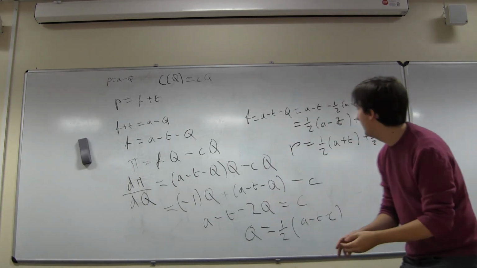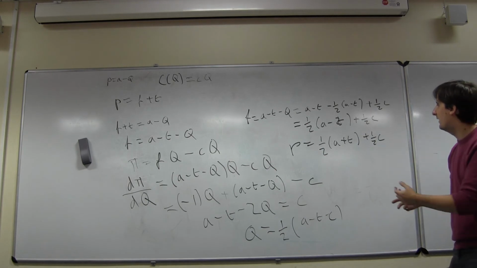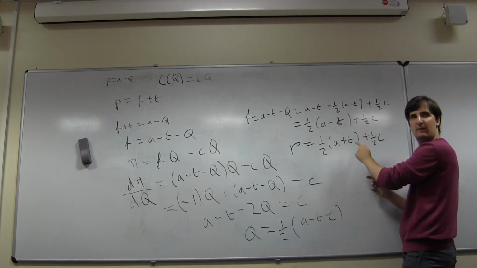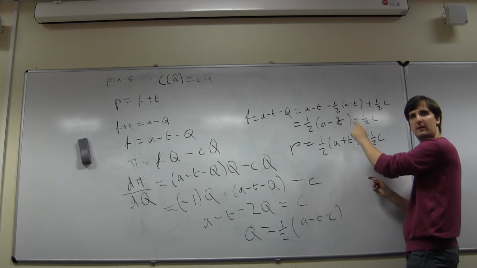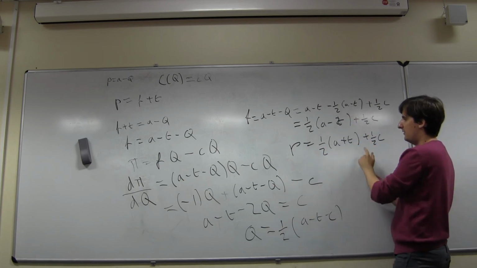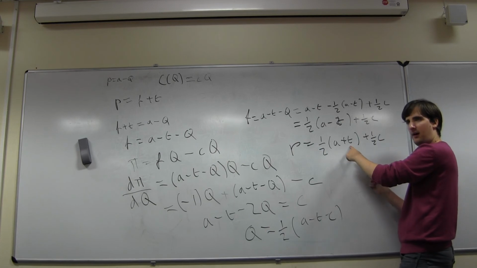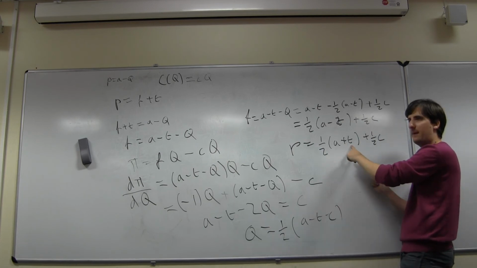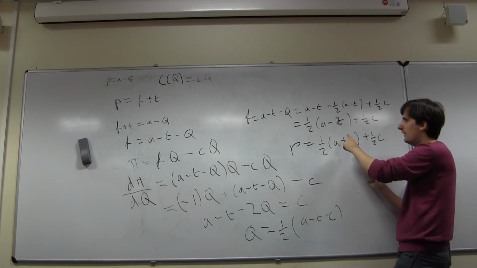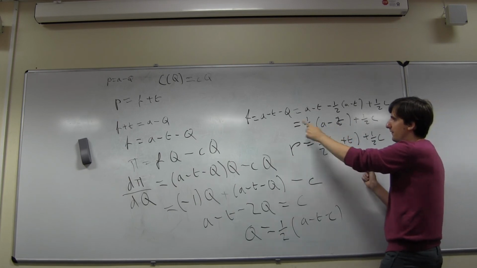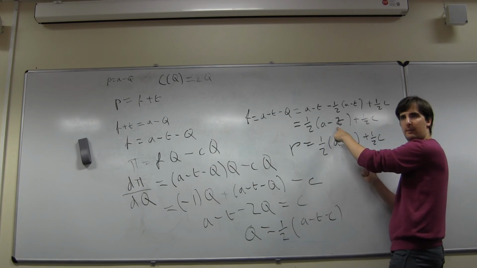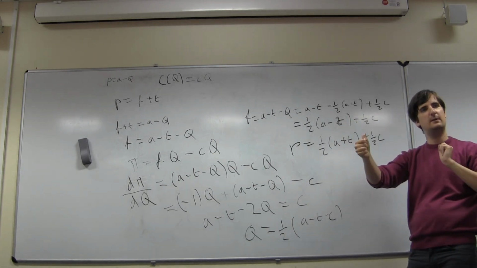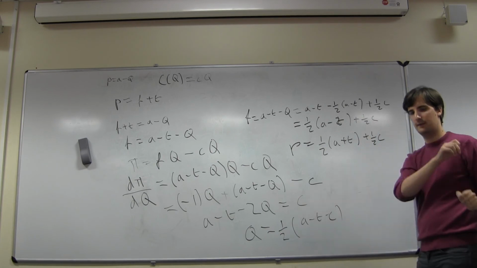So what's happened with this tax? Well, it's kind of been split equally between the firm and the consumer. The consumer is paying half. So if the tax was £1, the consumer's paying an extra 50p, and the firm is getting 50p less per unit that they sell. So it's like the tax has been evenly split here between the firm and the consumer.